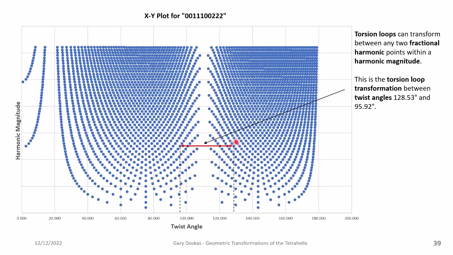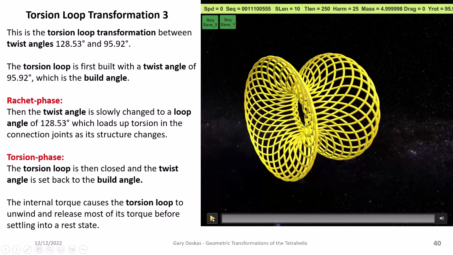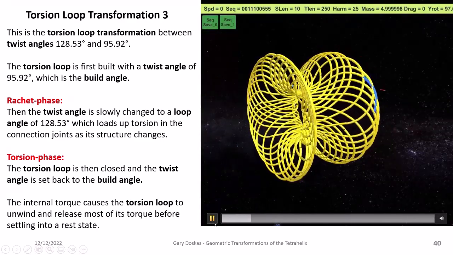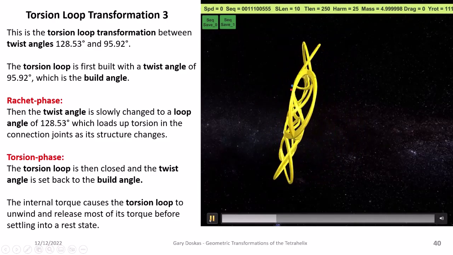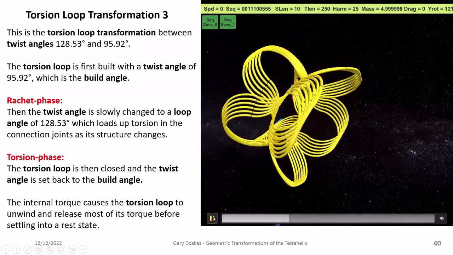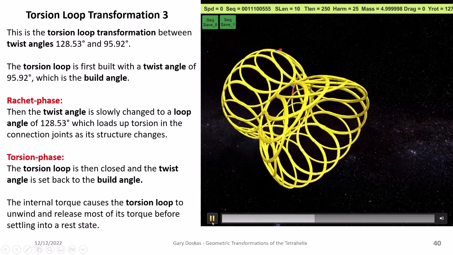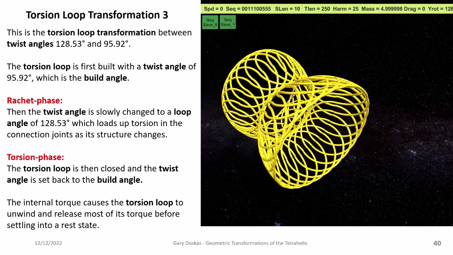That's going to be illustrated in this example here. Again, this is just demonstrating the ratchet phase. I'm slowly changing the twist angle from 95.9 to about 128.5. At this point, I'm just about to close the loop and put it into the torsion phase and see it transform its structure.